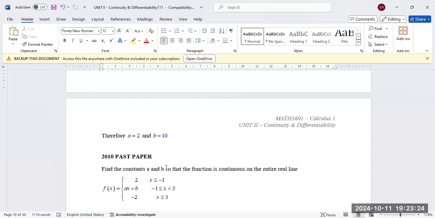Yes, sir. So what it is saying to you is everywhere, every and anywhere, we want the value of a and b so that this function is going to be continuous. Is that understood by everybody? Yes, sir. All right. I want you to give this one a try.